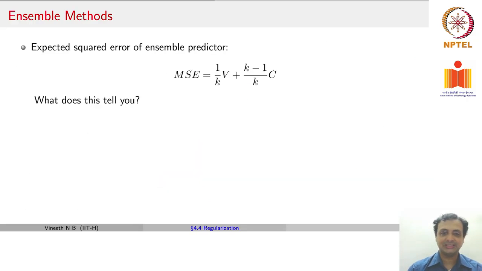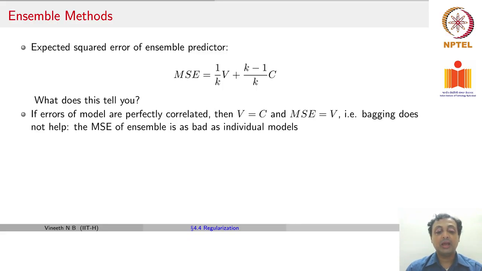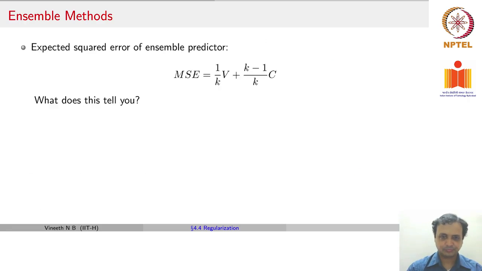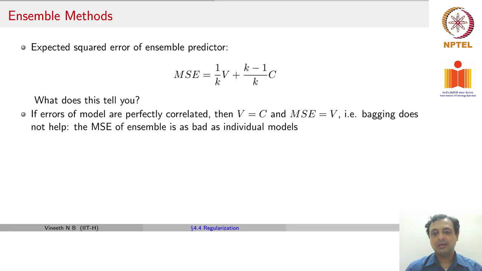What are we going to do with this? Let's again write that out. So we are saying that the mean square error of this ensemble is given by 1 by k V plus (k minus 1) by k C. What does this tell us? This does tell us something interesting. It tells us that if the errors of the models are perfectly correlated, which means all of them are correlated exactly the same way, then V is equal to C.